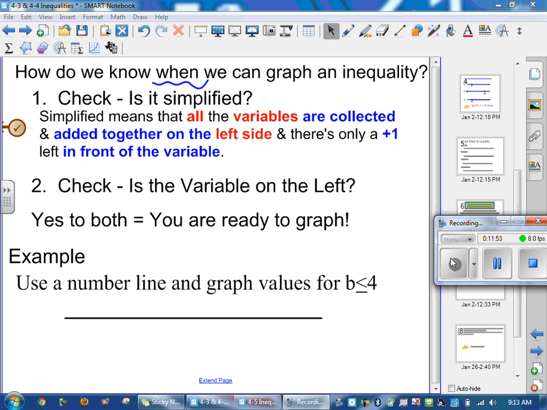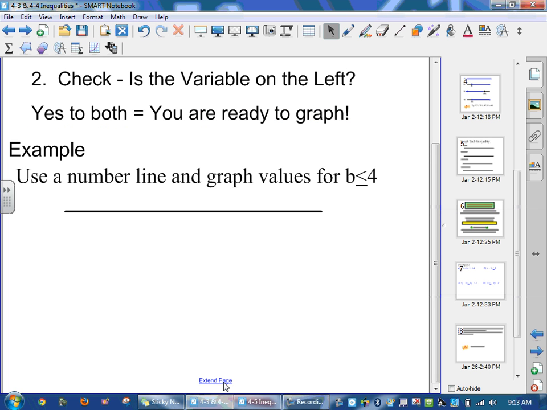Again, we've got a b and a less than or equal to 4. So, this guy is going to be what color circle, black or white? Black circle, good. And what number goes on the bottom? 4. Where's the arrow pointing, left or right? Left, good. Okay, simple as that. Don't forget your little arrows on the end of your number line. It should always be infinite, right?